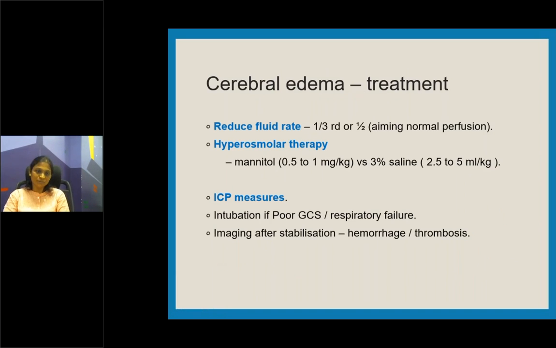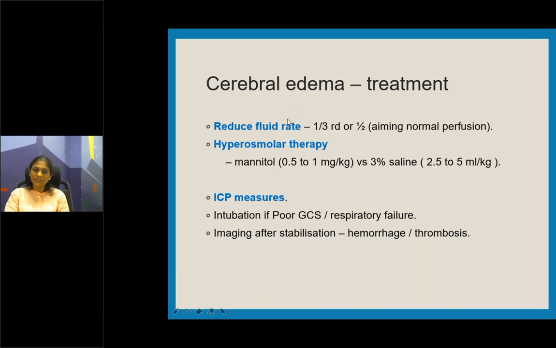Once we establish the diagnosis of cerebral edema, reduce the fluid rate. If in a 4-year-old child we were giving a fluid rate of 54 ml per hour, this fluid has to be either halved or made 1/3, aiming at normal perfusion and normal BP. It can be made either 25 ml per hour or 35 ml per hour.